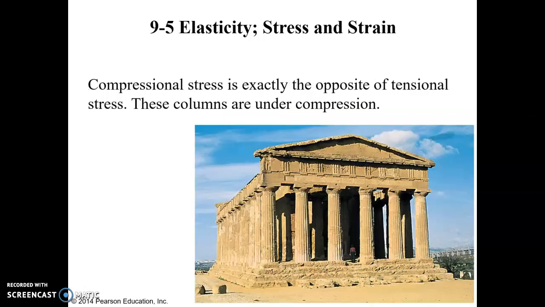Contrast that with compression. So columns, for instance, that support a building are in compression. The forces are pushing in on both ends. We have the weight supported above, and then the normal force of the foundation pushing back, and the columns find themselves being compressed or shortened. So they still feel stress on their cross-section. Okay, but instead of pulling it apart and stretching it out longer, it's being pushed together and is being shortened. Okay, so this is compression.